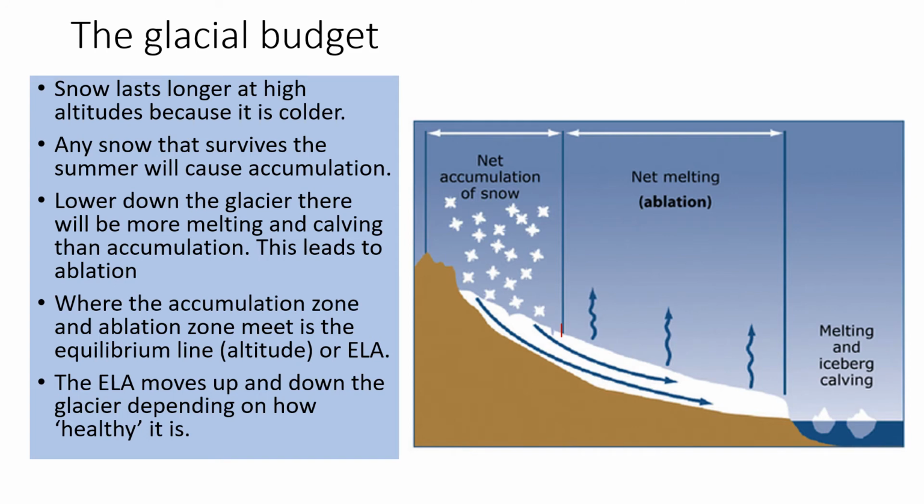If you had a very cold summer, for example, that equilibrium line would be much further down the glacier, for example, maybe around here.